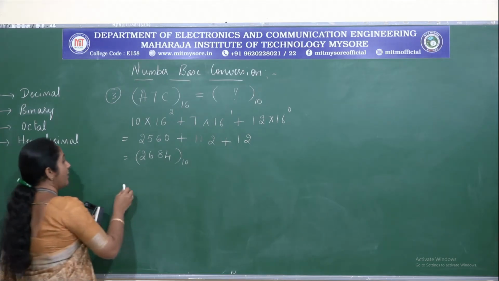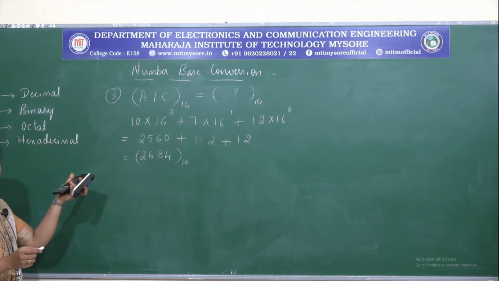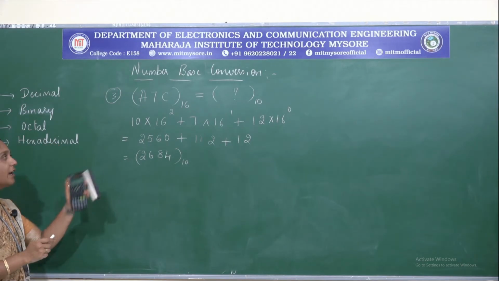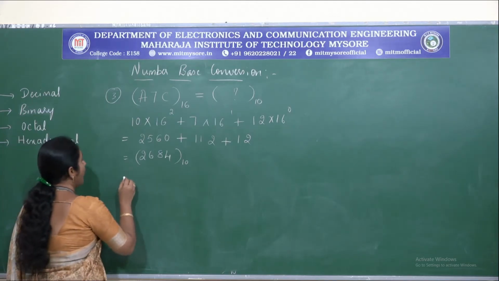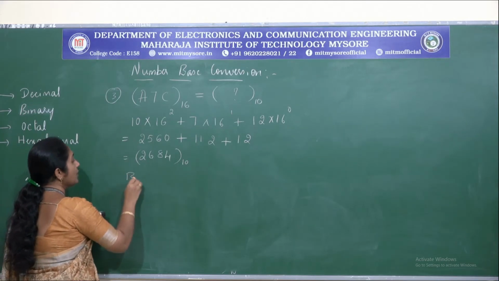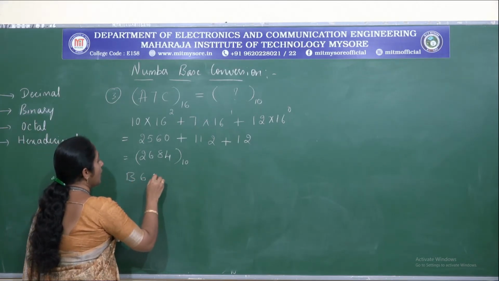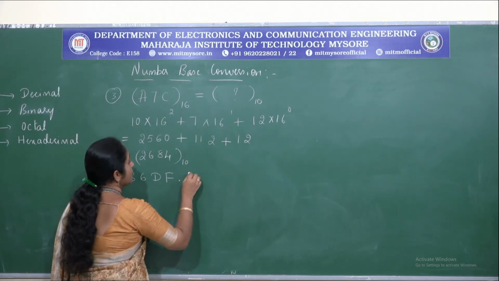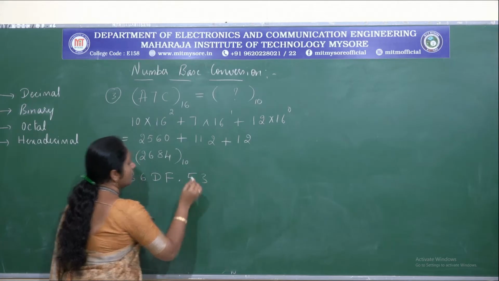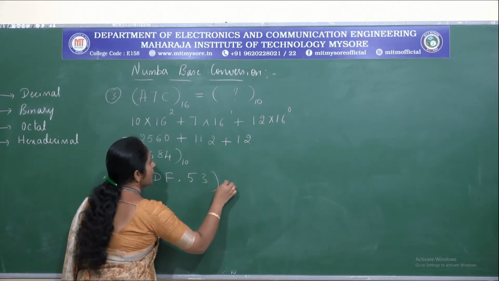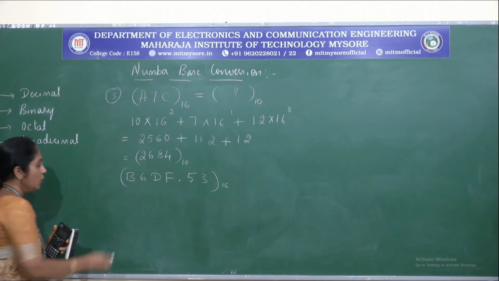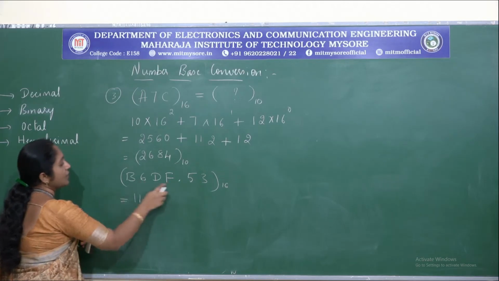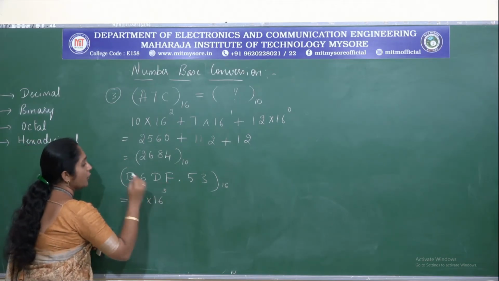Now let me consider the fractional part in hexadecimal and let me show you the conversion. Let me consider some other example, B6DF.53, in hexadecimal. Now its equivalent can be written as B is nothing but 11, 11 into 16. So how many digits do we have? 4 digits, so 4 minus 1.